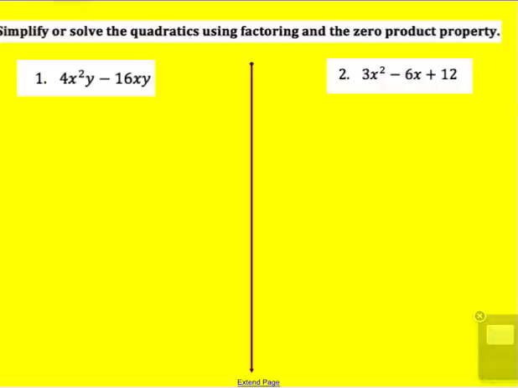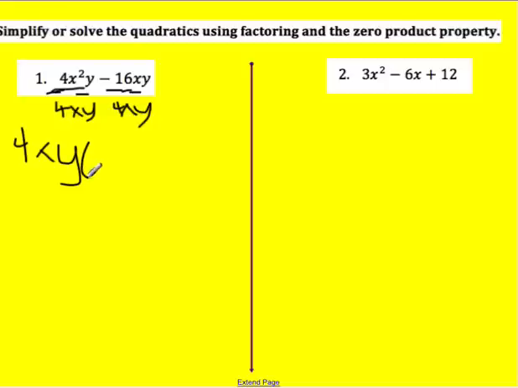So first of all, what we want to do for number 1 is that's simply going to be a greatest common factor problem. So I want to figure out, okay, what can I divide 4 and 16 by? And that's going to be 4. And then I need to figure out what can I divide x squared and x by, and that's going to be x. And then I need to figure out what I can divide y and y by, and that's going to be y. So what I'm doing here is I'm dividing each of these terms by 4xy.